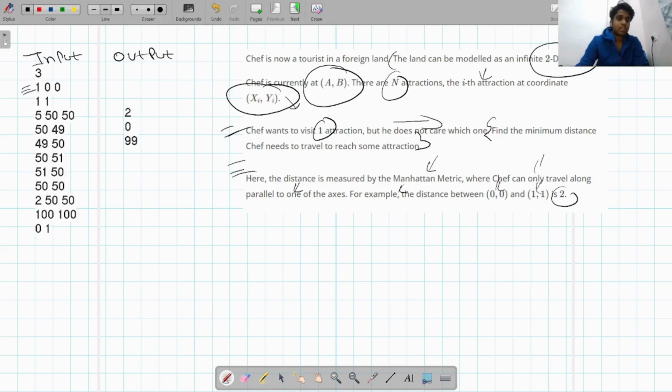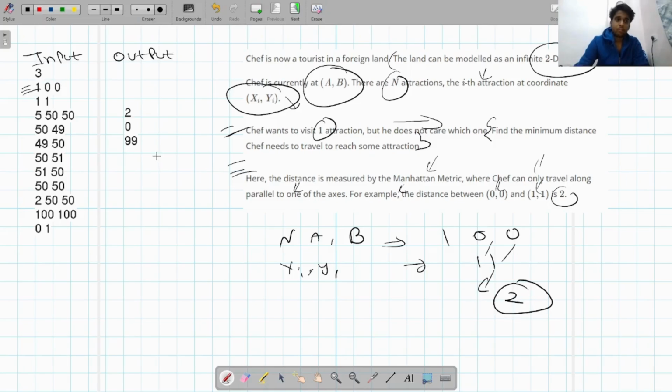Okay. So here you have got N, A, B, and you have got xi and yi. So in the first test case, you have got 1, 0, 0, and this is 1 and 1. If we take the Manhattan distance of this, we will get output as 2. So the output for this test case is simply 2. So 2 would be the distance Chef needs to travel to reach some attraction, which is this.